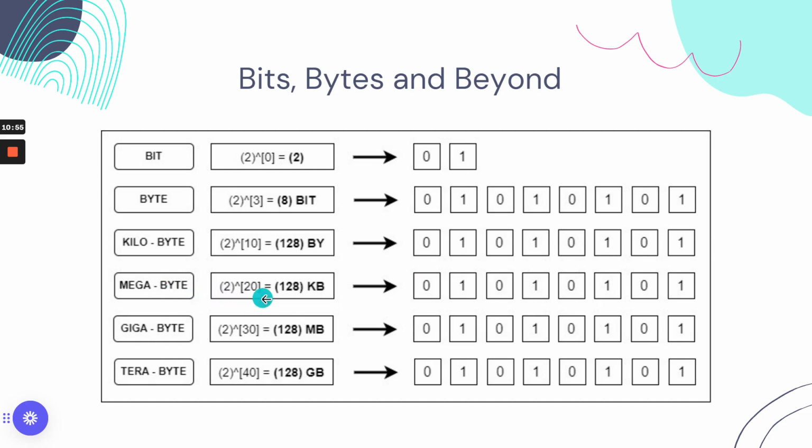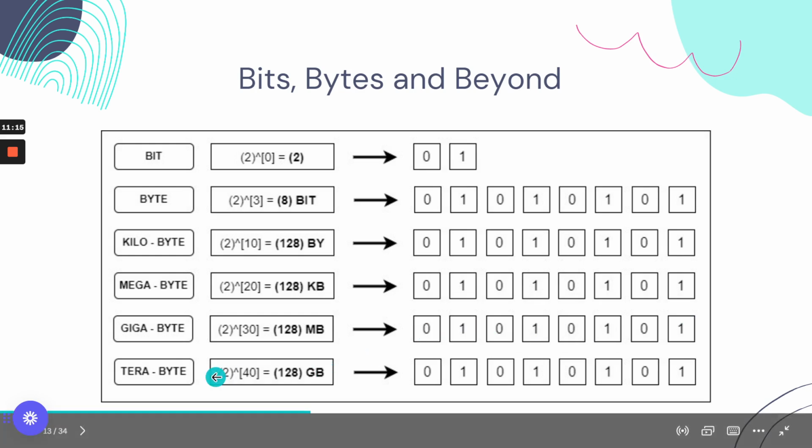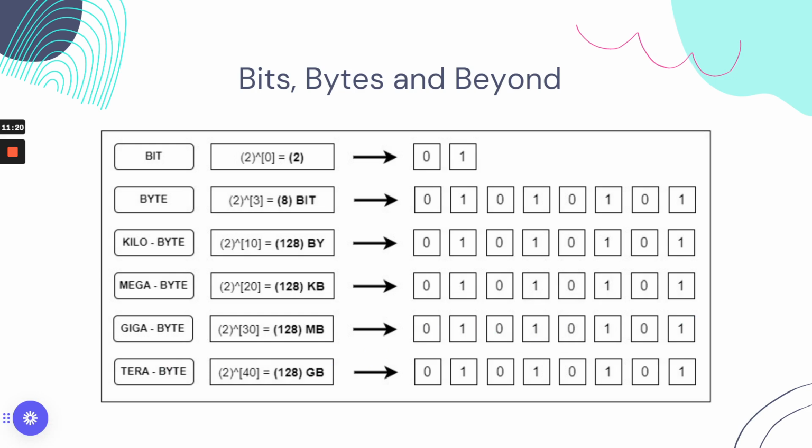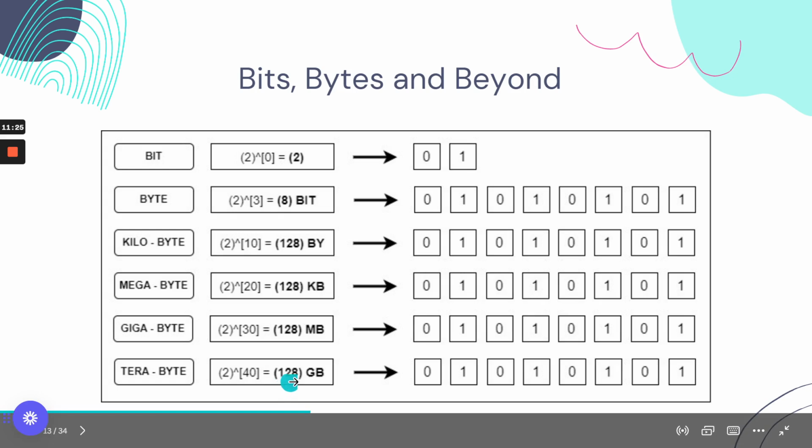Then you have a megabyte, which is 2 to the 20th power, so basically a million of these bytes. Gigabyte, 2 to the 30th, basically a billion bytes of this sequence. And then finally, the last one is terabyte, which is one of the largest storage capacity units today. Terabyte is a trillion bytes or more.